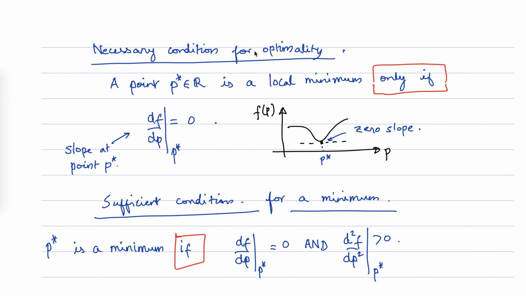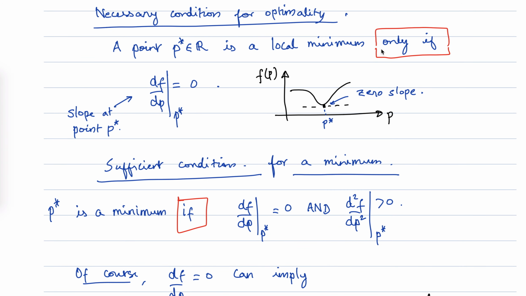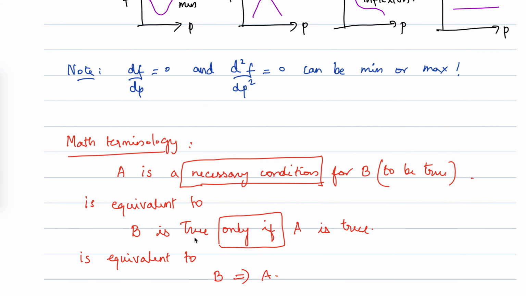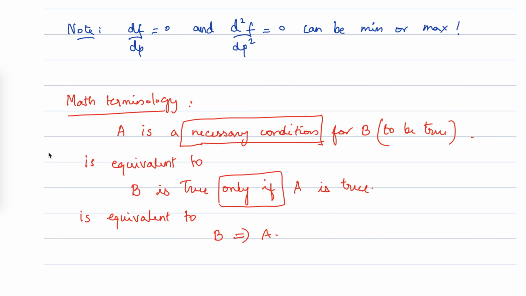I've used the word necessary conditions and sufficient conditions here, and I've boxed these terms only if and if in red. So I just wanted to briefly talk about this math terminology here, because maybe this is something that would be useful if you read some mathy books on this or any other topic. You may be familiar with these things. Okay, so a statement A is a necessary condition for a statement B. So in other words, for B to be true, to say that A is a necessary condition for B is the same as saying B is true only if A is true.